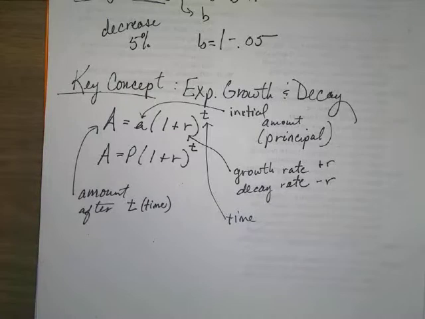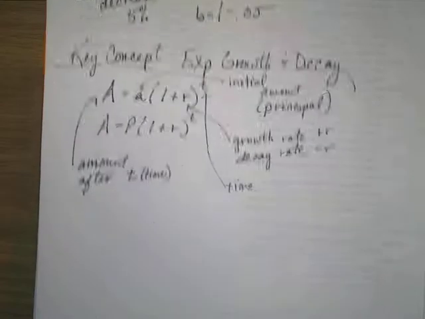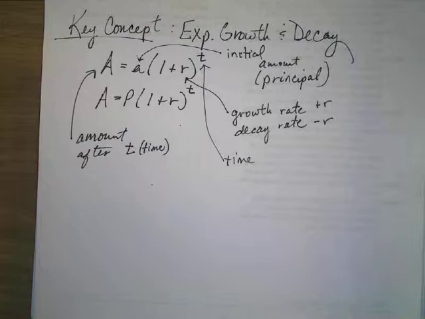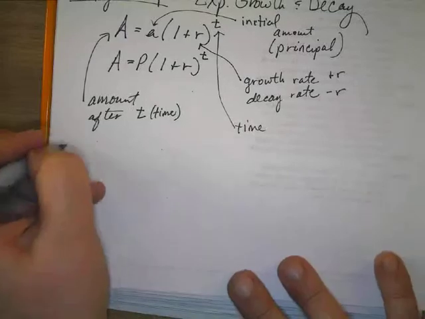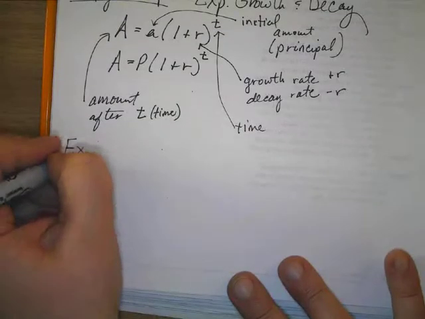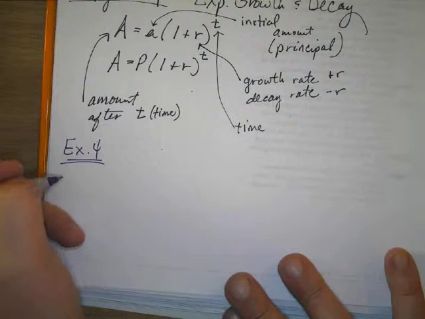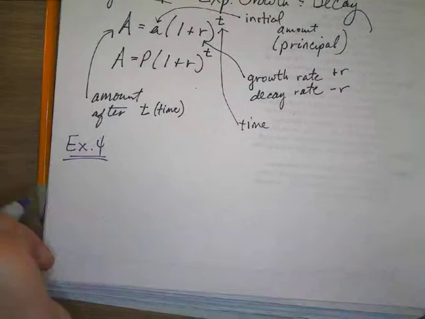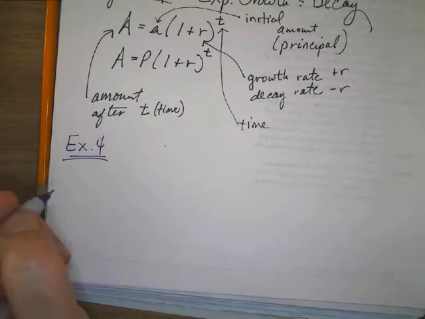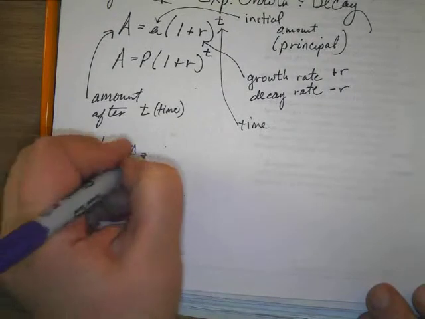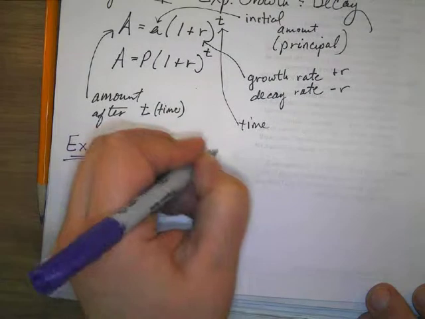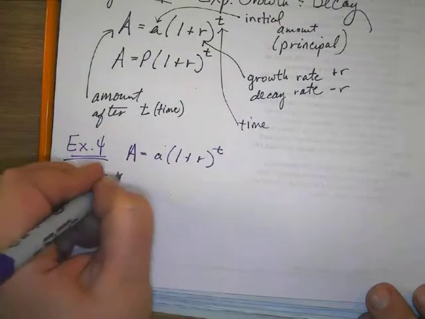So, of course, we're going to do an example. We're in example 4. Example 4 says you invest $1,000. So the investing $1,000, that's how much we start with, right? So my little a is going to be 1,000. That's what I start with.